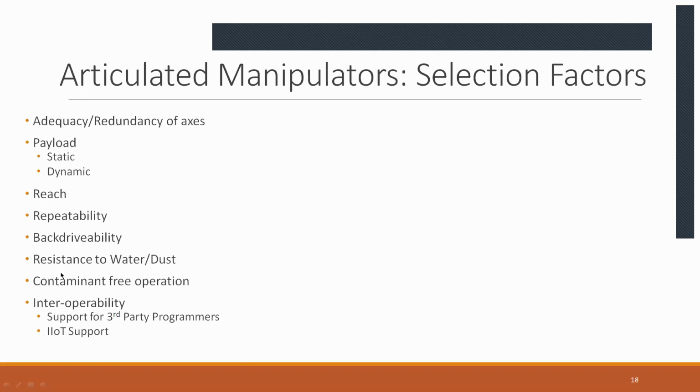And in cases like food preparation applications, it must ensure that any oil or any fumes from the robot should not drip onto the food. Right? Those kinds of requirements can be categorized as contaminant-free operation.